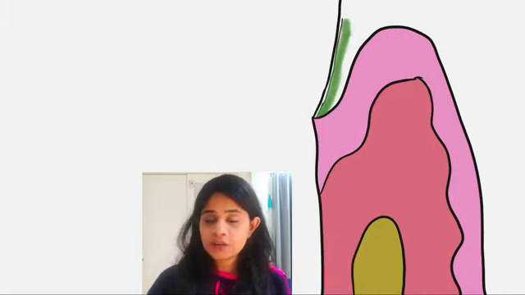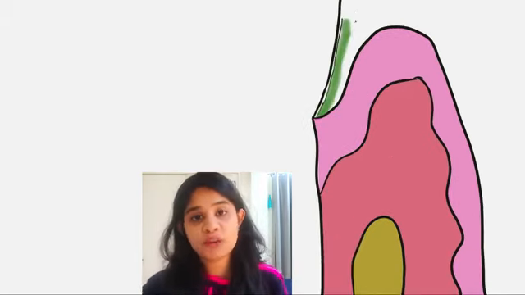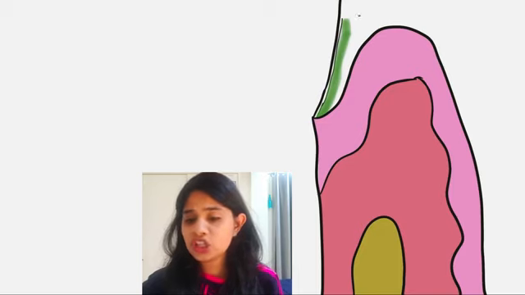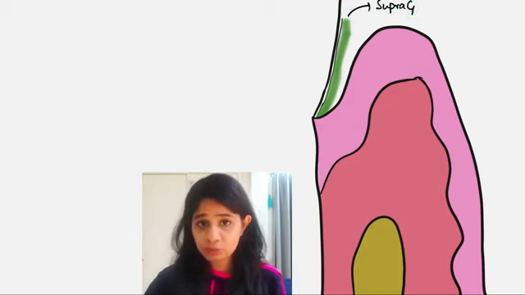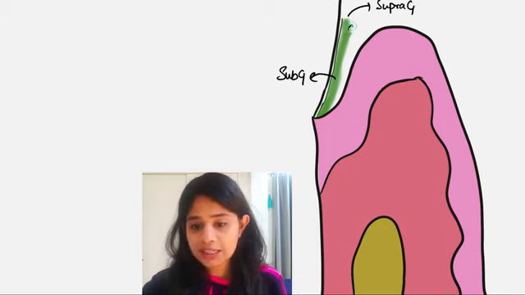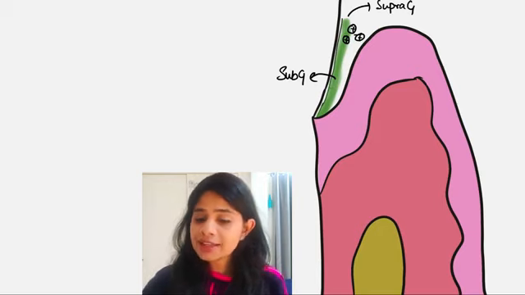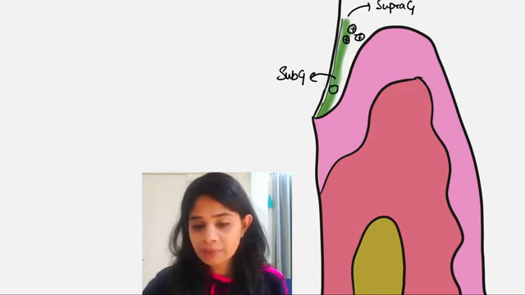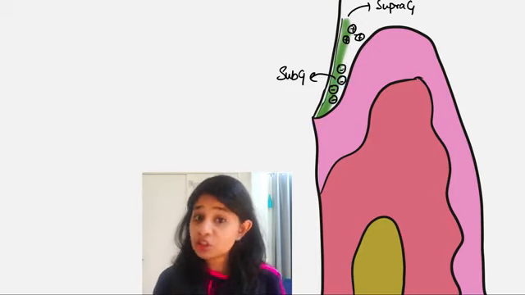Now in the second picture, we see that plaque formation has started. Initially there is always supragingival plaque which accumulates, after which subgingival plaque accumulates. In similar lines, the bacteria which initially colonize are always gram-positive, which are aerobic in nature, and slowly they convert into gram-negative bacteria which are anaerobic in nature and are more pathogenic.